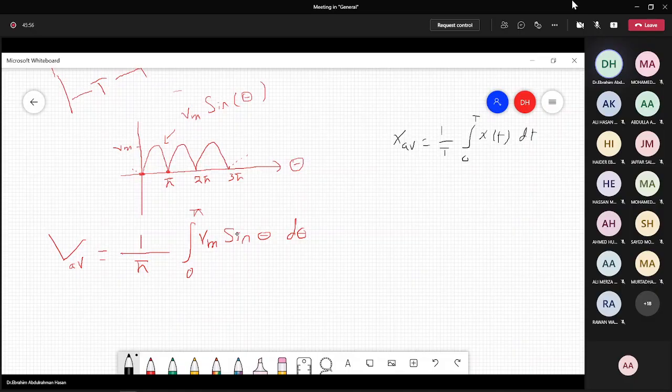So here what I did, I actually multiplied by omega. Multiplying by omega, we know that theta equals omega t. So if we multiply this one by omega, then it becomes theta. If I multiply this one by omega, then it becomes d theta. If I multiply this one by omega, then it becomes pi. So we know that omega multiplied by the period, okay?